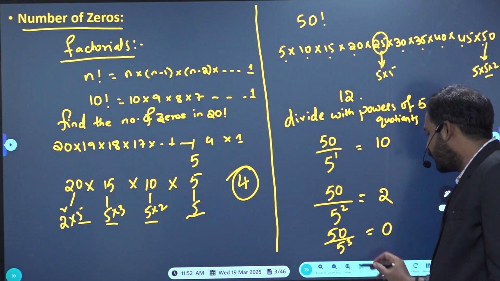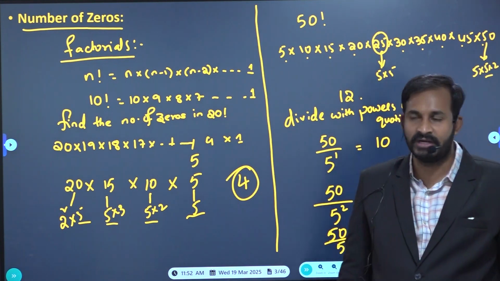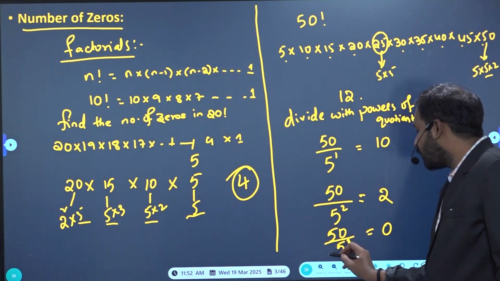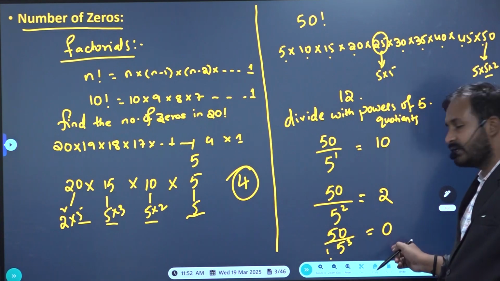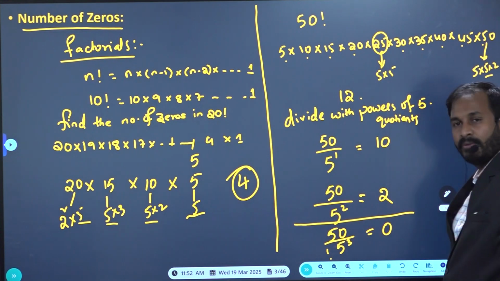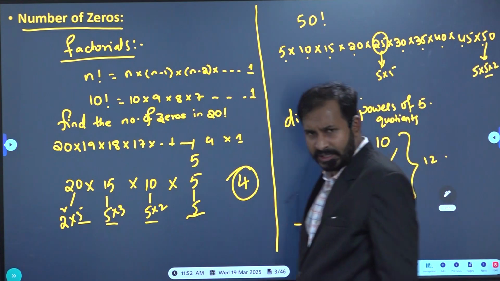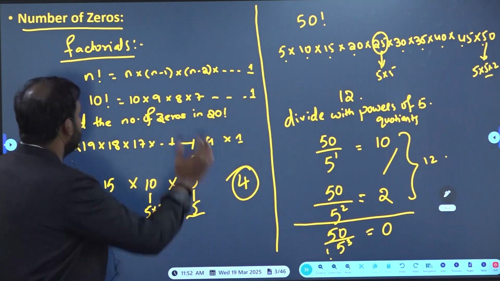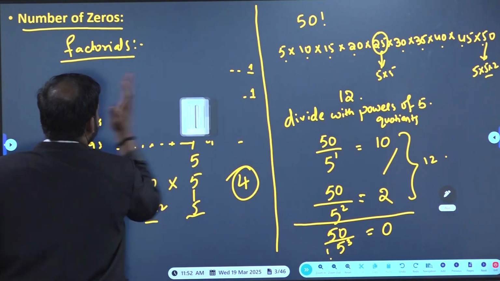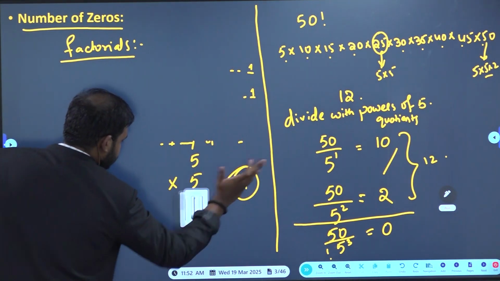We will get 0. Why? Because 50 is less than 125. So from here onwards, for all the powers of 5, what is the quotient? I will get 0 only. So I will stop my process here itself and I will write my answer as 10 plus 2, 12. Now similarly, if my question is some 163 factorial.